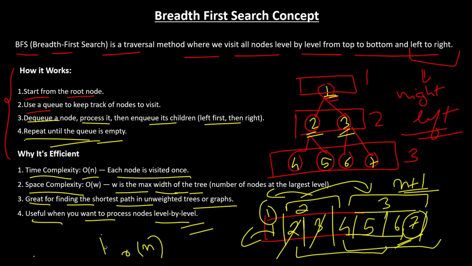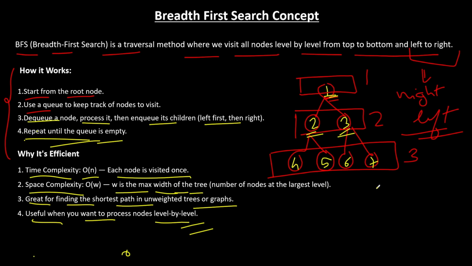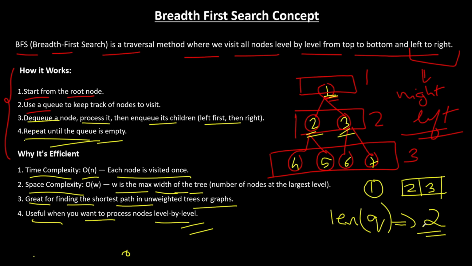And let me give you one more thing. Suppose you have popped out 1 from the queue, correct? Then you go for the length of the queue, because when you pop out 1, you already have nodes 2 and 3 under it, right? So the length of the queue becomes 2. Which means we will write a for loop which will go up to 2.